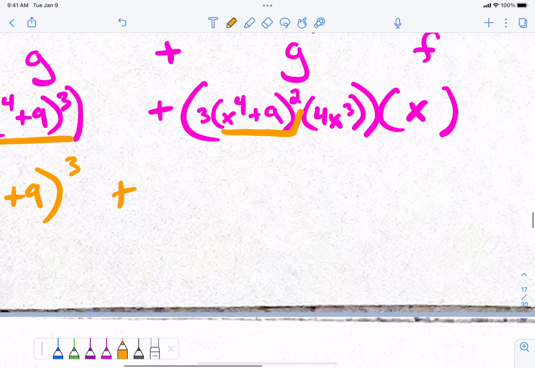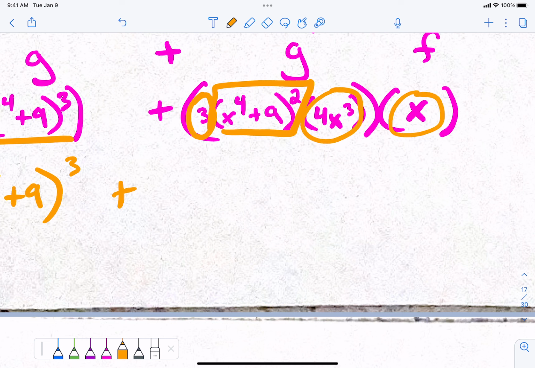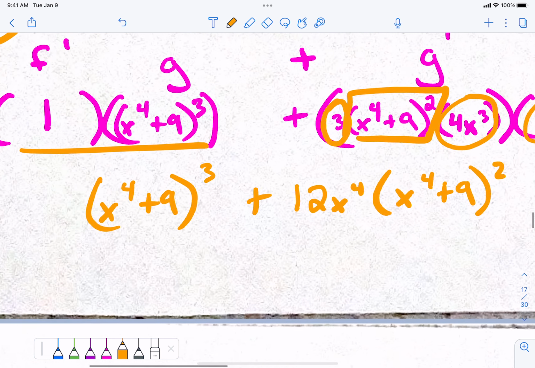Now, things over here that I'm going to combine. I'm not going to touch this thing because I don't want to have to FOIL it out. But I can multiply 3 and 4x cubed and x. If I multiply all those together, what do you get? 12x to the 4th, and then I have the other junk. And that's as far as I'm going to take it.